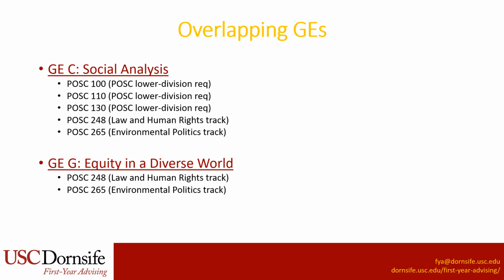And these two 200 level classes also fulfill your GEG, Equity in a Diverse World requirement as well. So essentially, if you choose either the Law and Human Rights track or the Environmental Politics track, either of these classes will essentially give you 3 requirements: your GEC, your GEG, as well as your poli-sci major requirement.